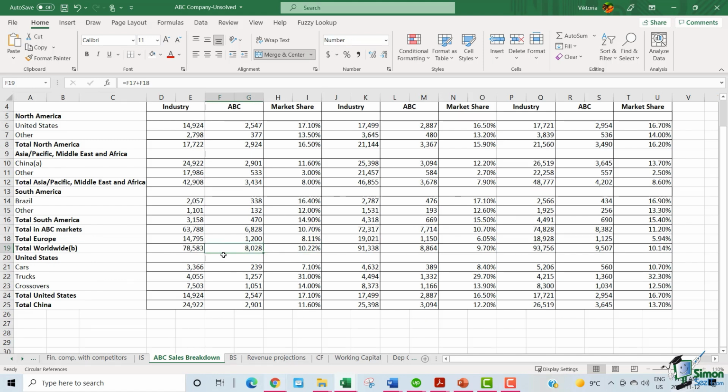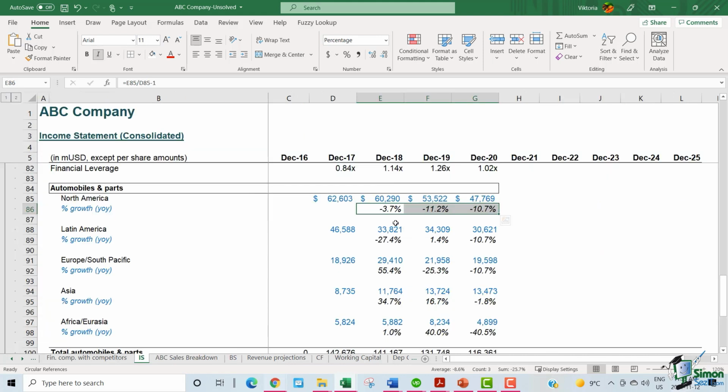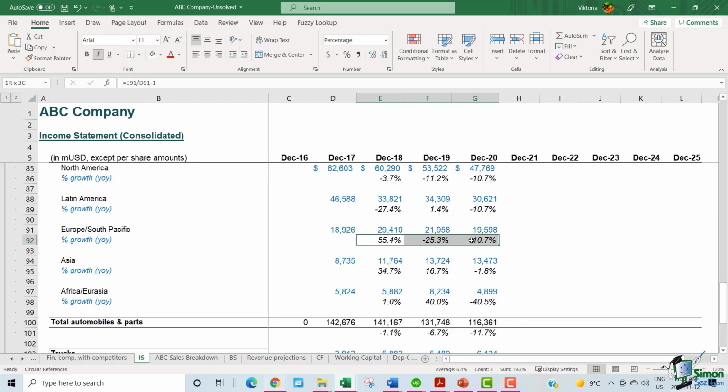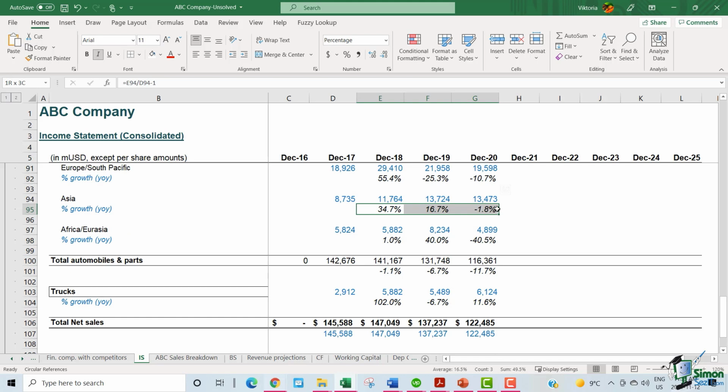So let's use this figure as a basis. For North America, as we can see, the growth rate has been falling since 2018. We see a similar trend in Latin America and Europe. However, Asia has been strong and Africa has remained somewhat flat over the past 3 years.